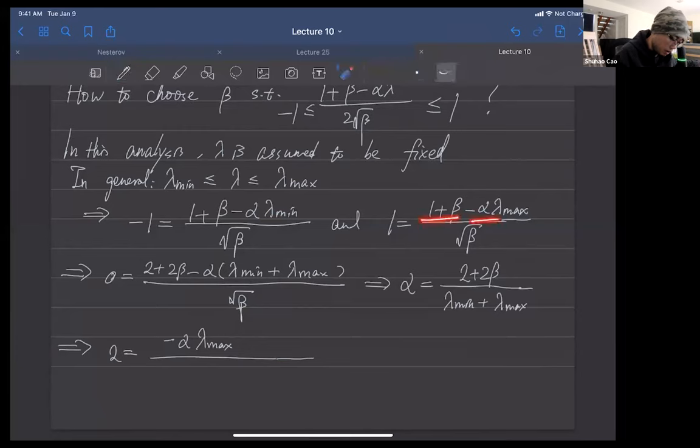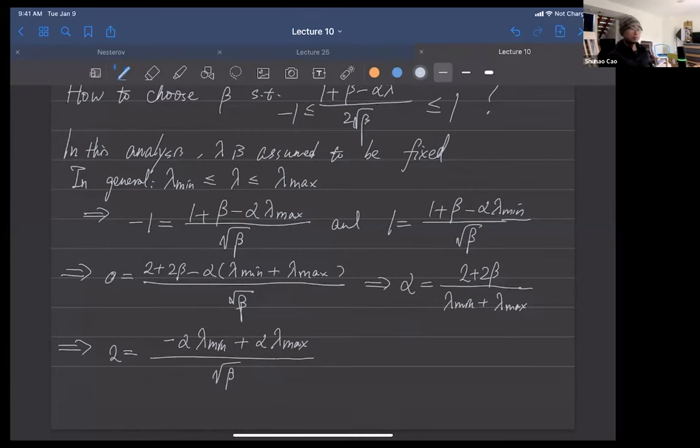So we use this, because it's a decreasing function. This is, my bad, I made it reverse. This should be the maximum, and this should be the minimum. Because alpha is a positive number, this function is a decreasing function with respect to lambda. And what we have is actually minus alpha lambda min plus alpha lambda max divided by 2 square root of beta.